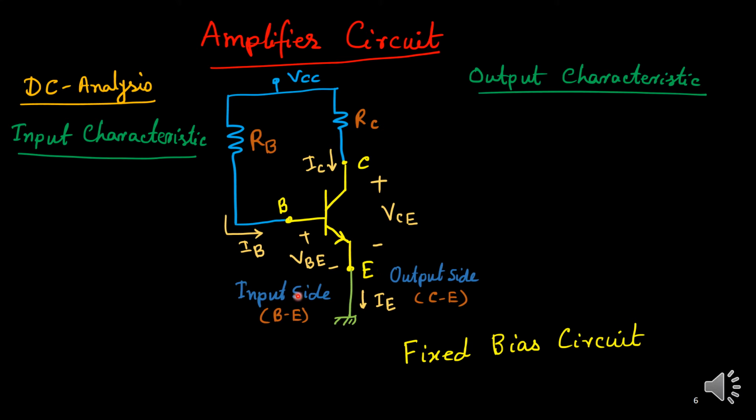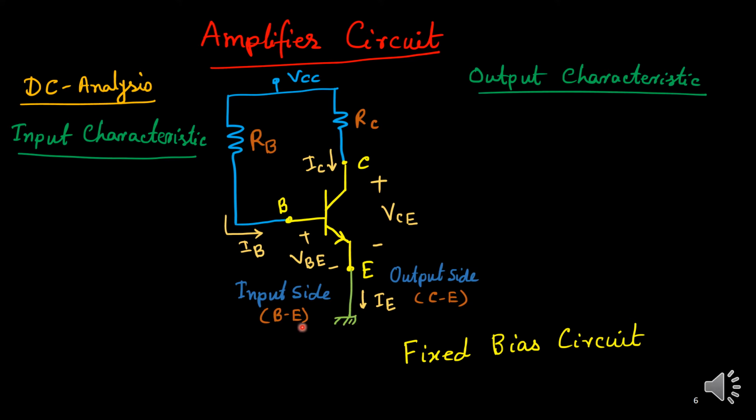But remember that input side and output side would remain the same. So either base or emitter, these two could be on input, any one. Either base terminal or emitter terminal, we can apply the AC input signal. Similarly, we can take output either from collector or emitter. We cannot take output from base. Be careful.